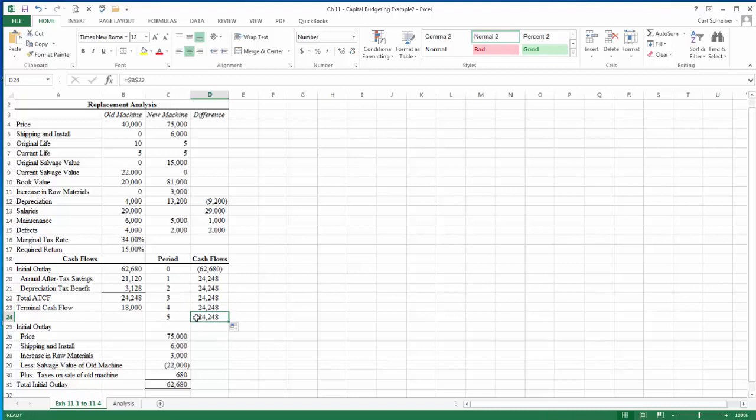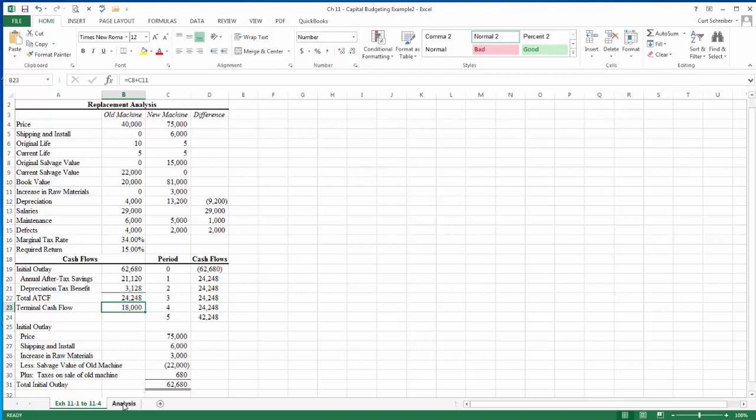But also note that in time period 5, along with most projects, there is going to be some type of terminal cash flow. So let's go ahead and type into our formula bar plus the 18,000 and hit enter. So in the last year of this project, the project should have a $42,000 cash flow, or an additional $18,000 cash flow in that year.